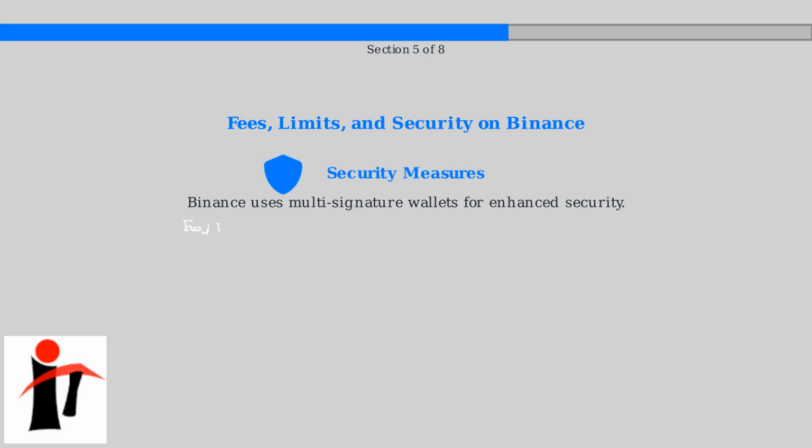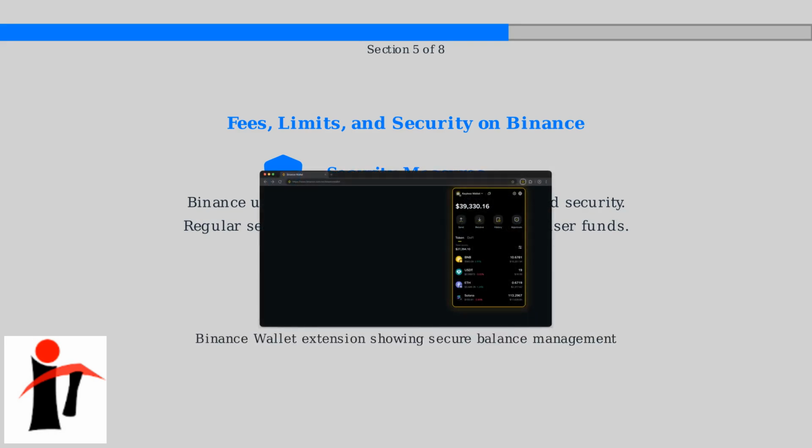To keep your funds secure, Binance employs multi-signature wallets, which require multiple approvals for transactions. The platform also conducts regular security audits to identify and address potential vulnerabilities. This is an example of a secure wallet interface, similar to what you might see when managing your Binance account. Always use official interfaces to ensure your funds remain protected.